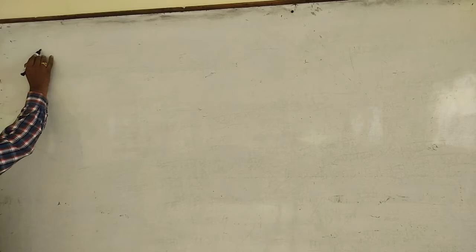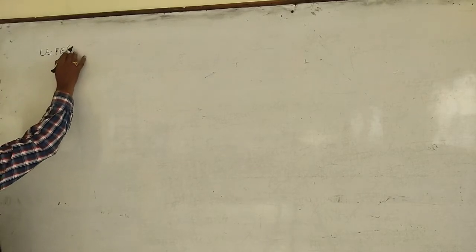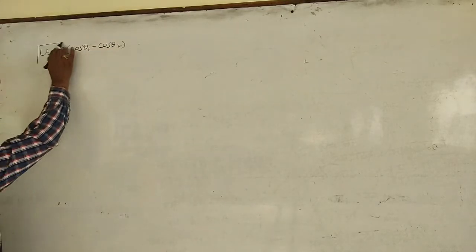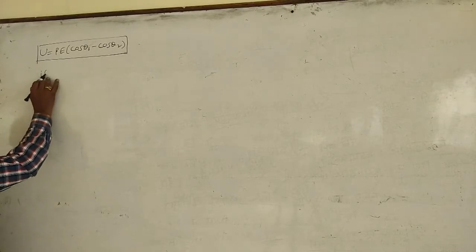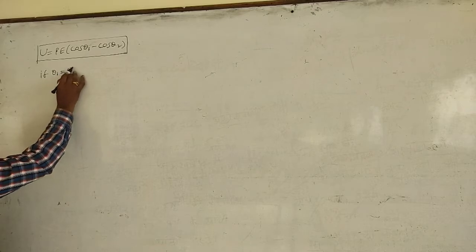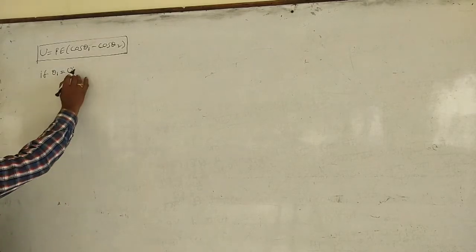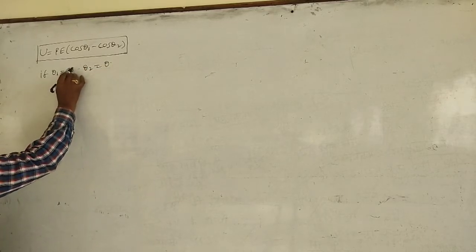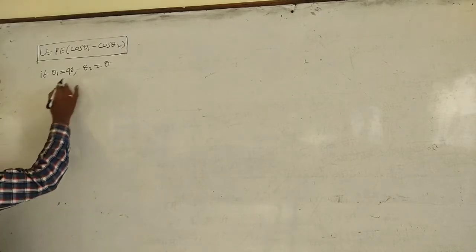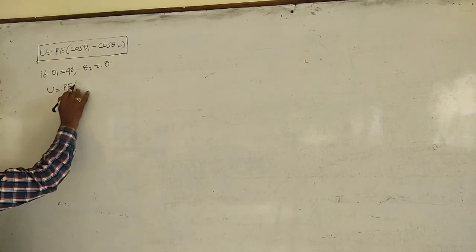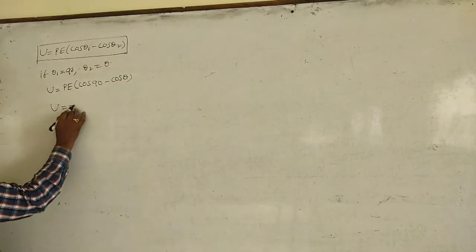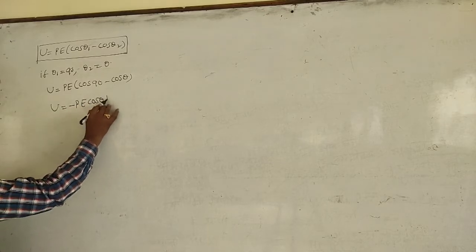Now how much is the potential energy? U is equal to P into (cos theta 1 minus cos theta 2). This is the potential energy. Suppose we take the reference level theta 1 equal to 90 degrees and theta 2 equal to theta. So U is equal to P E into (cos 90 minus cos theta). So U is equal to minus P E cos theta. This is the formula.